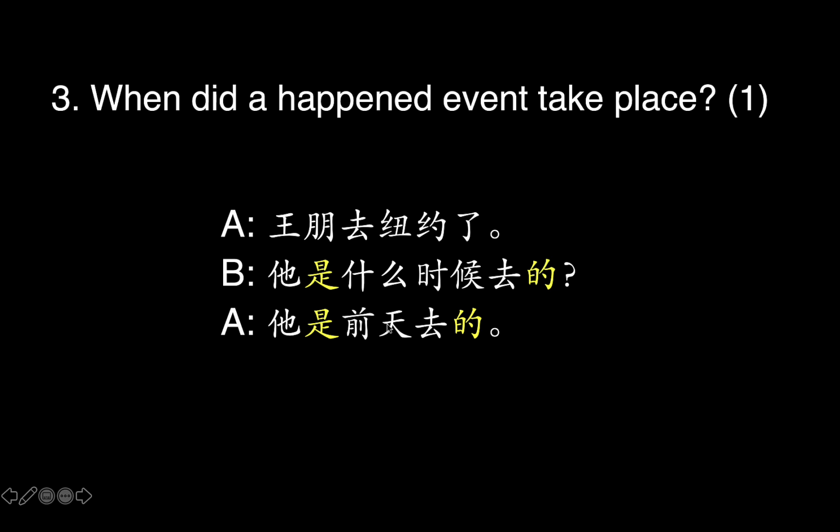So now there are 2 things that I want you to remember. One is you have to know that this event has already happened. And then you want to know when it happened. So that is a specific detail, right? So in this case, you use 是...的. You don't use 了 because 了 indicates completion, and 是...的 is to find out more information about this happened event.